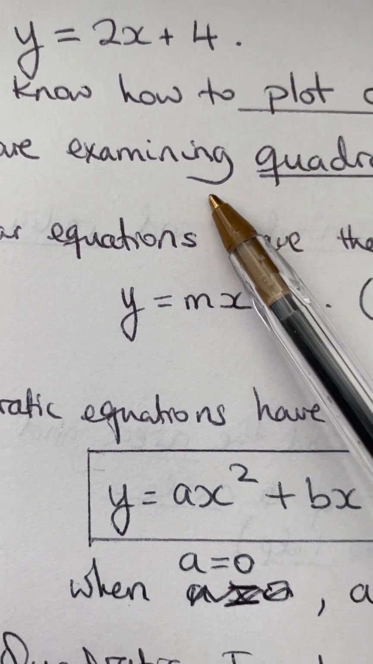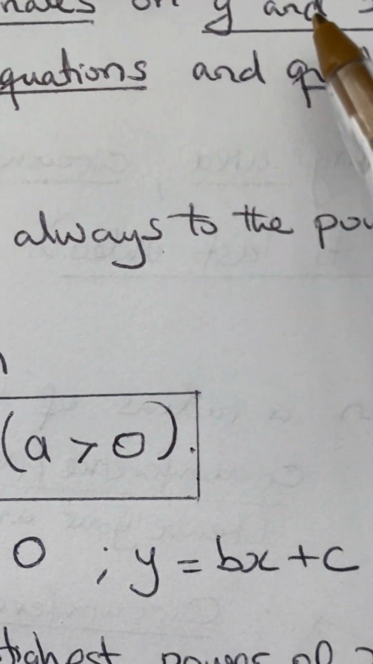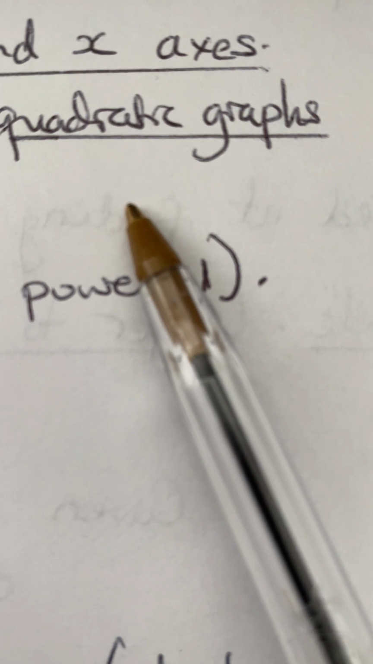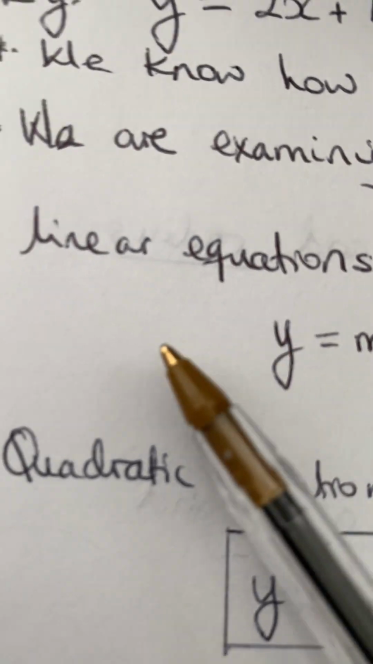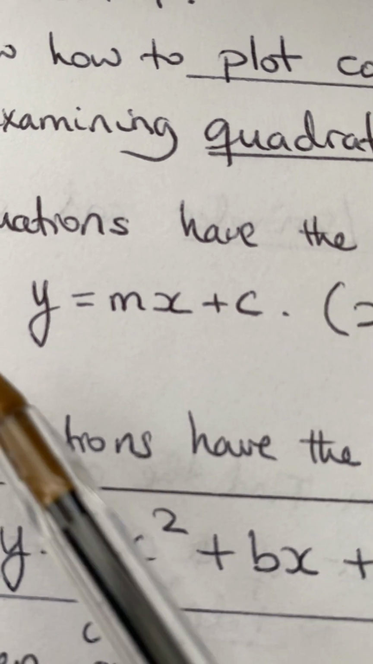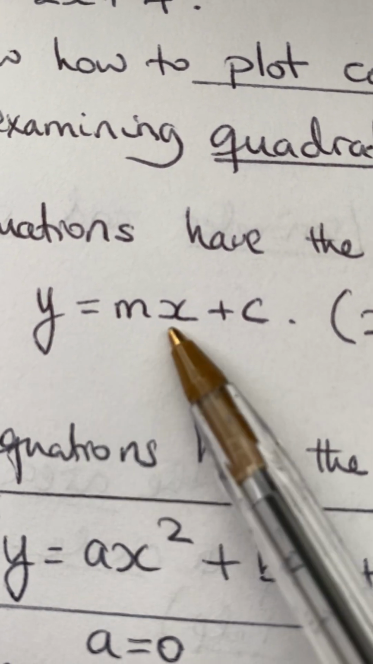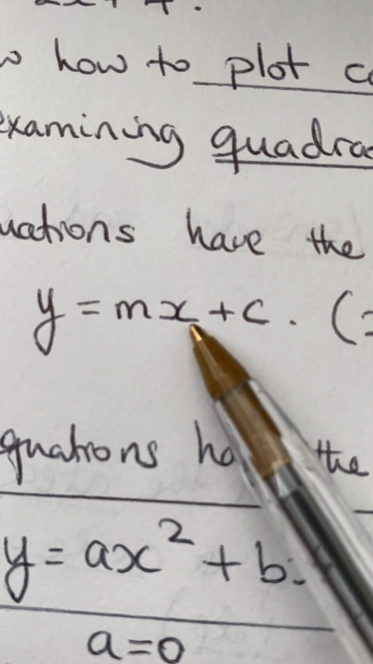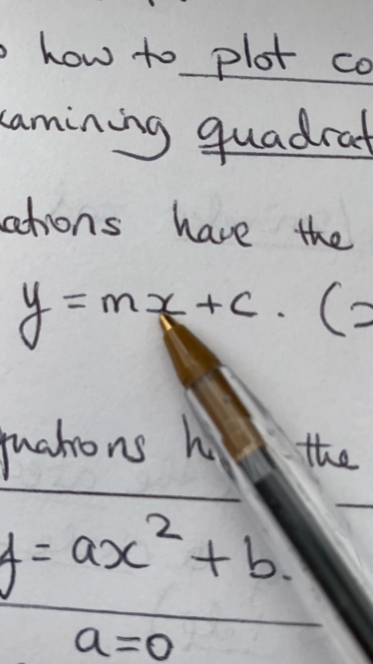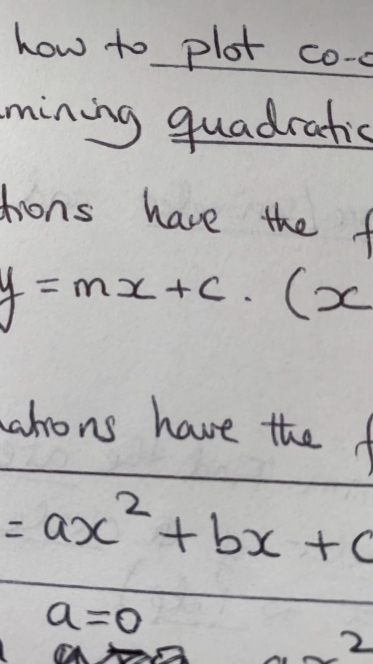Today we are examining quadratic equations and quadratic graphs. By now, if you see a linear equation, you should be like, oh, x is to the power 1 in this equation, so that is a linear graph. For a linear equation, x is always to the power 1. You might get y equals x, or y equals 2x, or y equals 2x plus 4, or y equals x minus 10. All those are linear graphs.